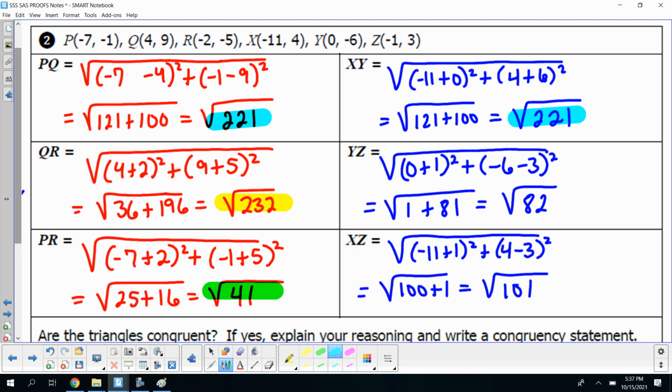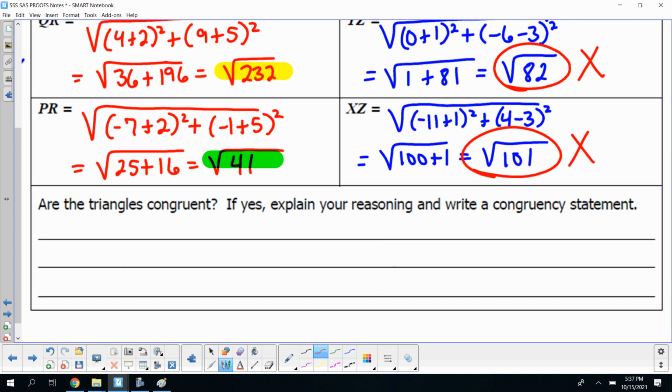When we look at YZ, we see that the distance ends up being the square root of 82. There is no match on the other side there, so that's going to tell us that these are probably not going to be congruent. But let's take a look at XZ, just in case we made a mistake here on YZ, and we see that the distance for XZ is the square root of 101, which again, we don't have a match for over on the left-hand side here.